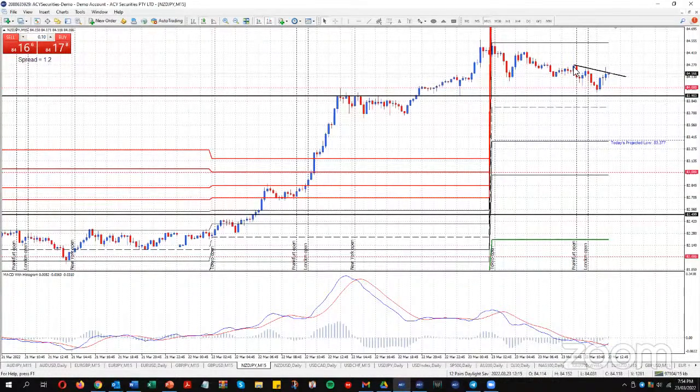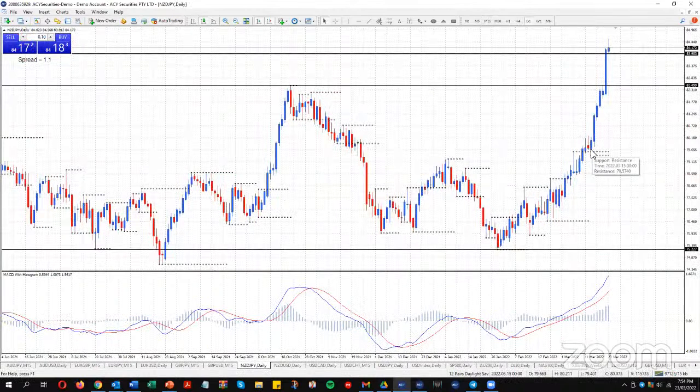And be aware that the pair has had up from this little pullback 1, 2, 3, 4, 5. This is the 6th day. If you look at normal price action, it may have 3 or 4 days, but it doesn't normally have so many days up before it pulls back.